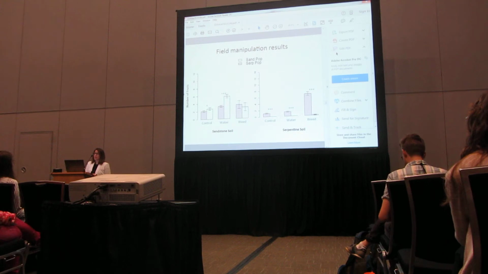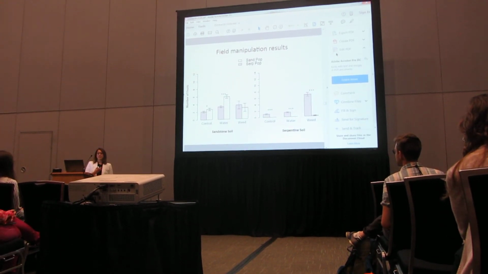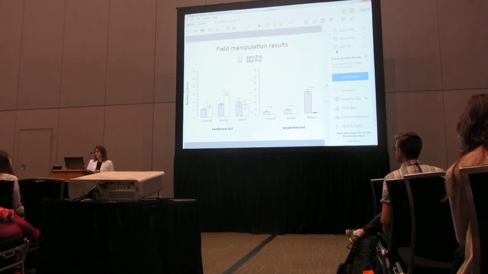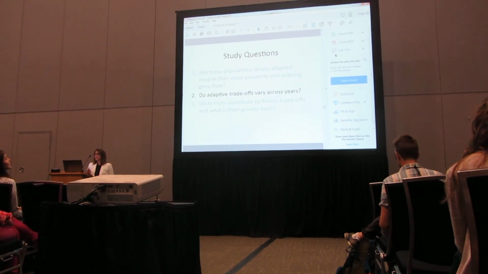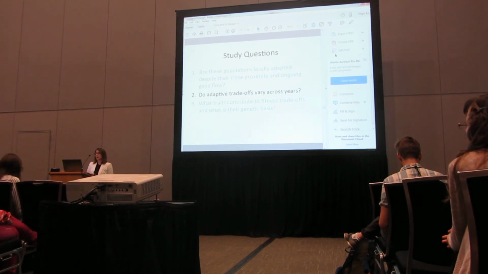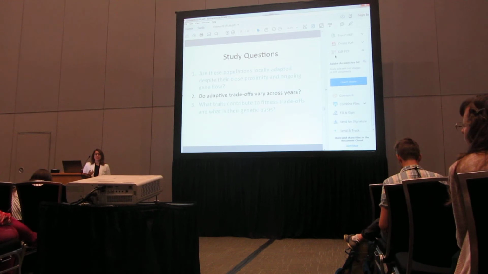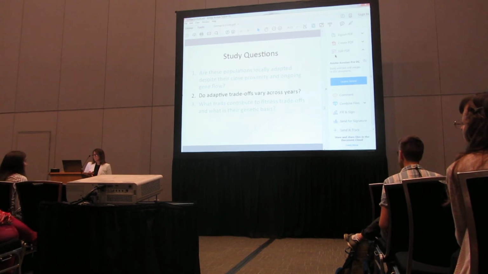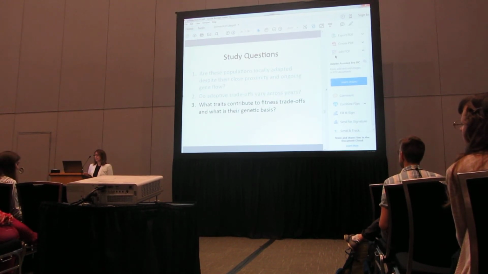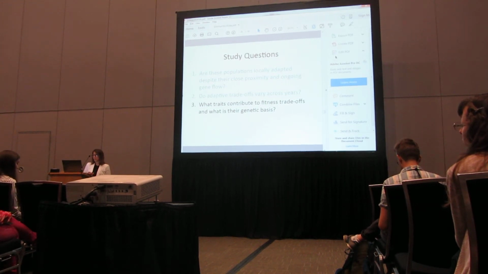Looking at serpentine soil, I see the serpentine population outperforms the sandstone no matter what the treatment is. So it does appear that adaptive trade-offs vary across years, and soil moisture seems to be mediating these patterns. And finally, I'm interested in what traits contribute to fitness trade-offs and what is their genetic basis.